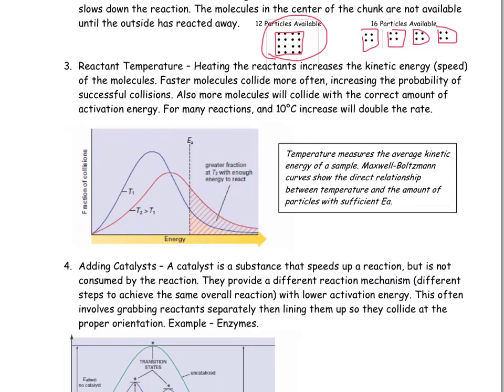Heating the reactants increases their kinetic energy, the speed the particles are moving. Now, this affects how fast your reaction goes in two different ways. Faster molecules collide more often. This increases the probability that they're going to collide successfully. Heating up your reactants also gives you more molecules with the correct amount of activation energy.